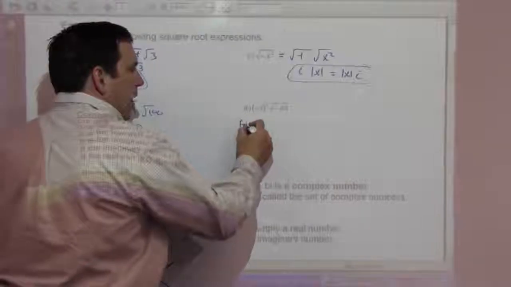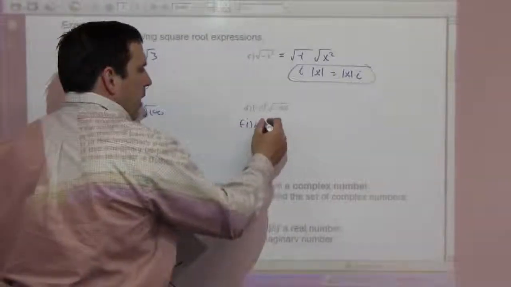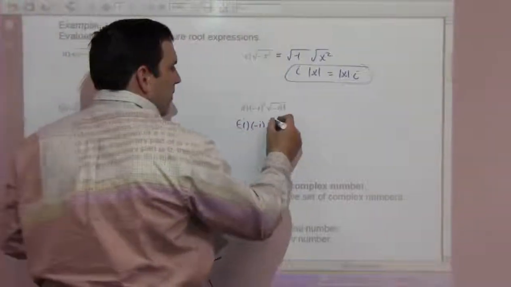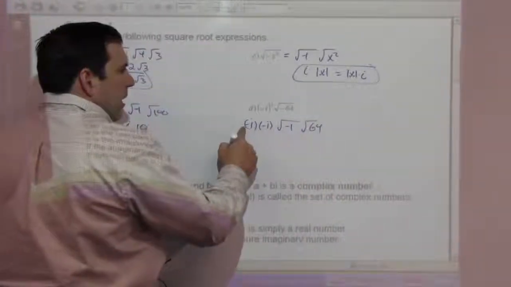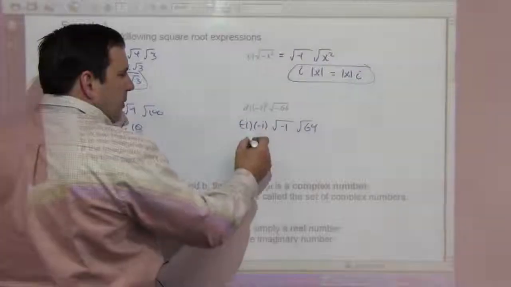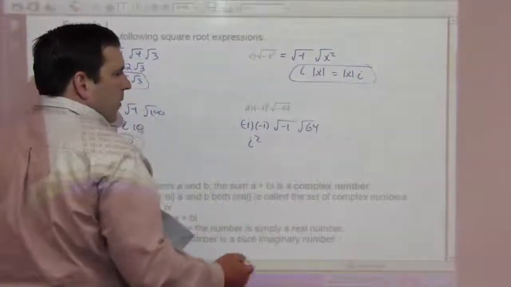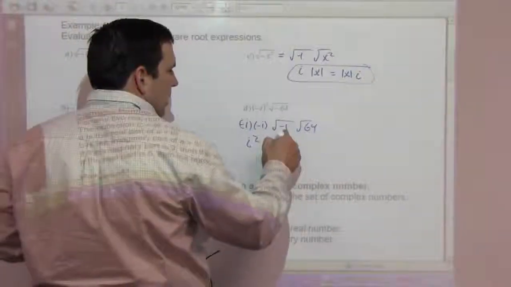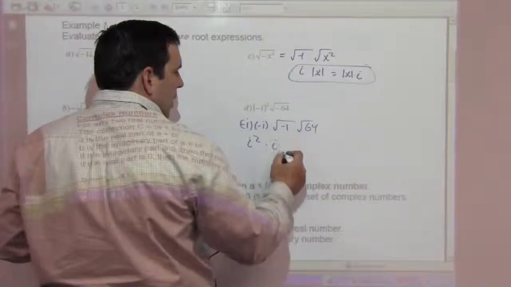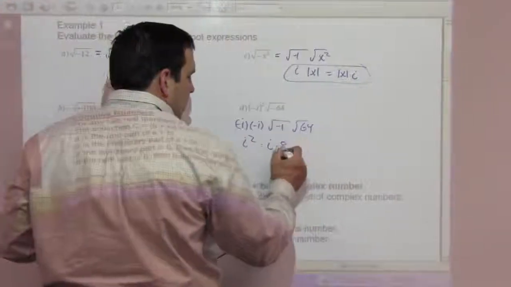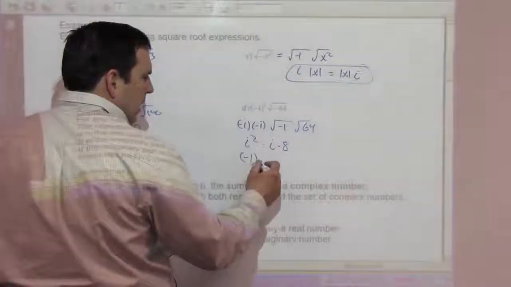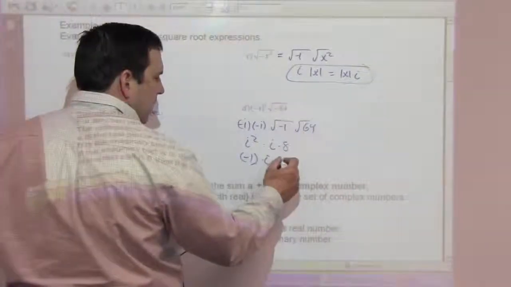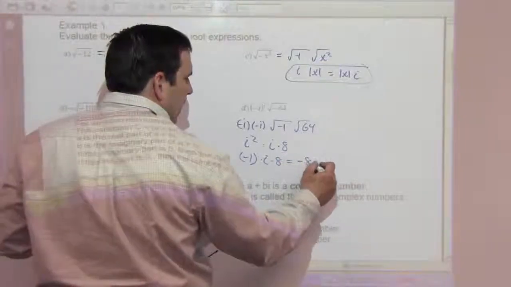And d, we have the negative square root of negative 64. Well, that's negative, the square root of negative 1 times the square root of 64. So negative i times 8. Now i squared is negative 1, so this is negative 8i.